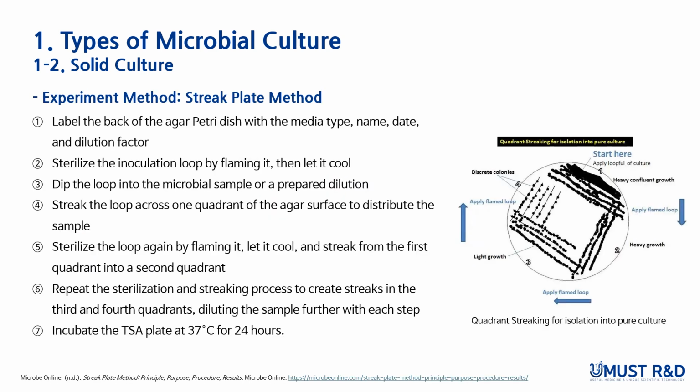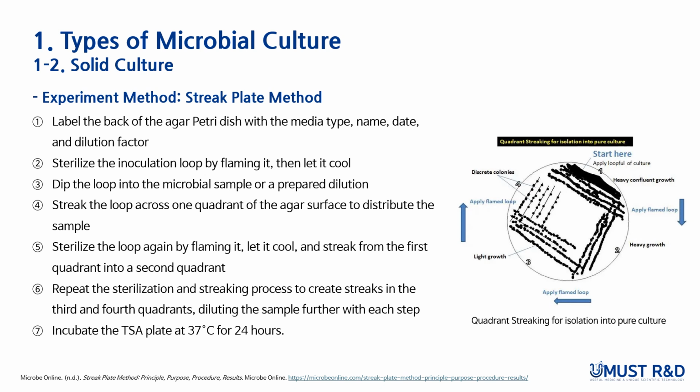In the streak plate method, the back of an agar petri dish is labeled with the media type, sample name, date, and dilution factor. An inoculation loop is flame sterilized and cooled before being dipped into the microbial sample. The sample is streaked across one quadrant of the agar surface using the loop.